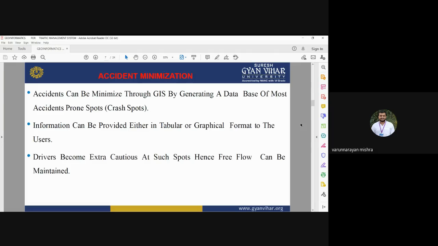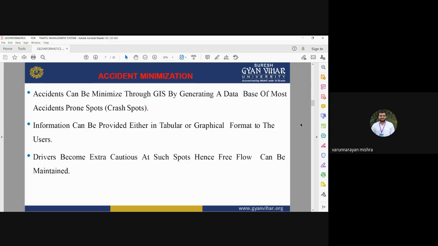the road accidents are very large in comparison to other countries in the world. So accidents can be minimized through the use of GIS by generating a database of the most accident prone hotspots. Okay, we can identify the most accident prone spots as a hotspot zone, so we can avoid the accidents in future, or we can minimize the possibility of accidents. And this information can be provided either in tabular form or graphical format. So we can create a hotspot zone, we can visualize, or we can graphically represent the area having higher accidents.